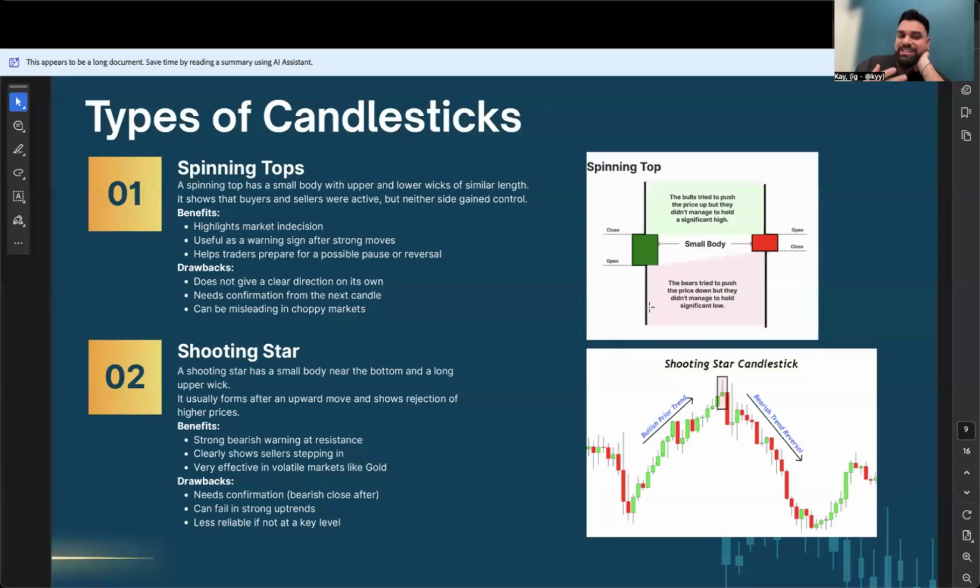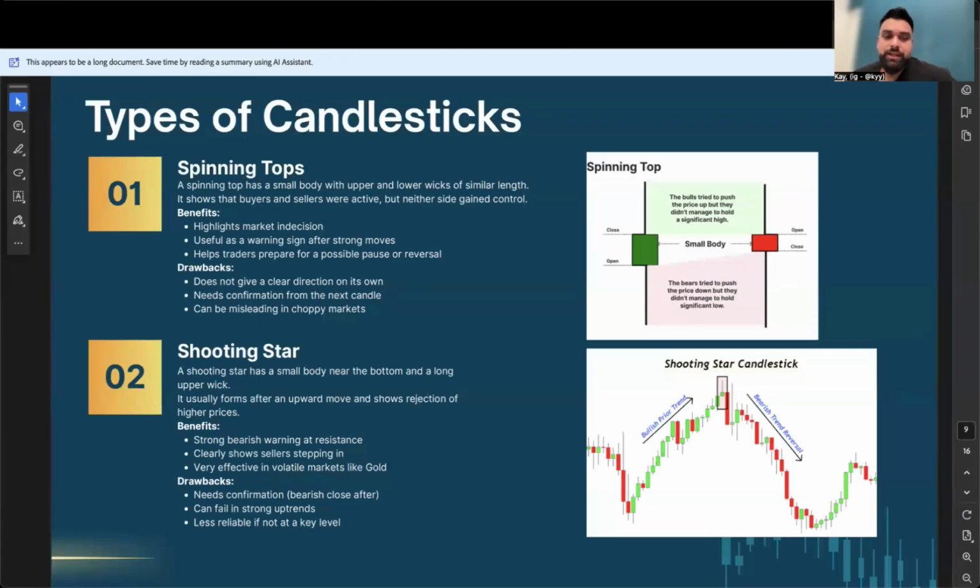It shows that the buyers and sellers were active, but neither side gained control, which means not many people were actually pushing it. We saw this quite a lot in December, when the wicks on both sides were very similar and the body size was very basic. It's simply because no one could gain control. Benefits: it highlights market indecision, is useful as a warning sign after stronger moves, and helps traders prepare for a possible pause or reversal.